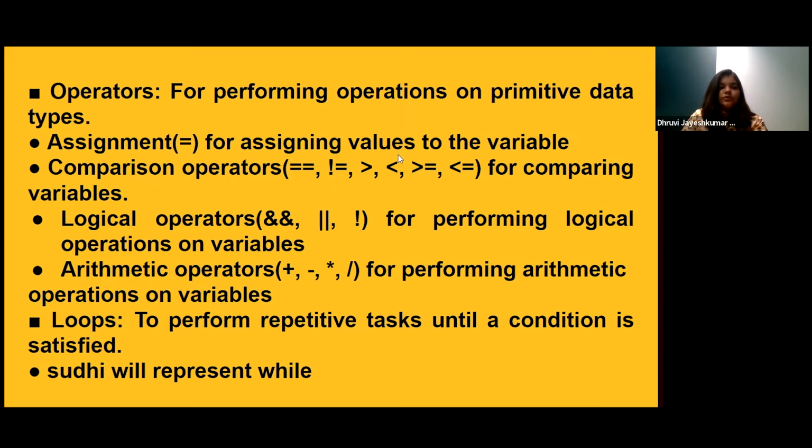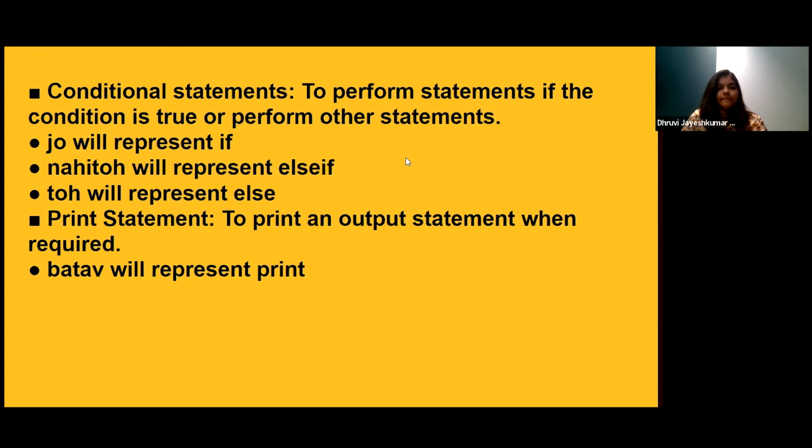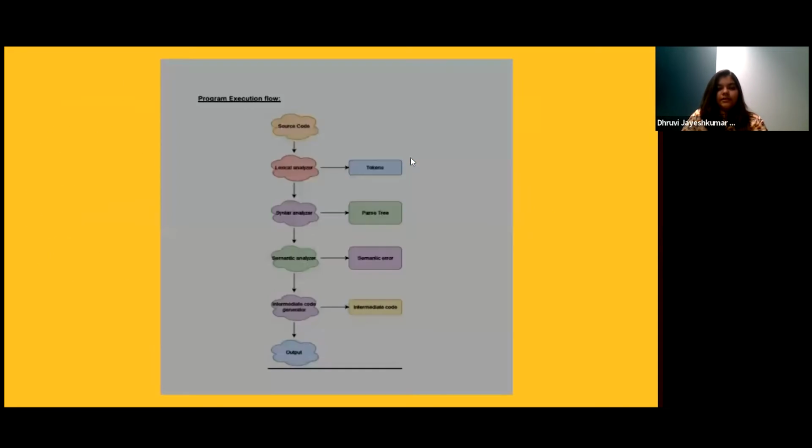And coming to the loops, we have a while loop. We call that Sudhi, which means while in Gujarati. And then we have if else statements. If is represented as Jo, else if is represented as Nahito, else is represented as To, and that ends with bus. And now there is a print statement that we represent as Batav, which is show in Gujarati.